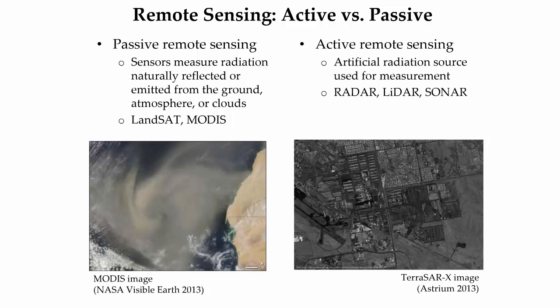Active remote sensing systems make measurements using an artificial radiation source. By using a non-solar radiation source, active remote sensing instruments are not restricted to daylight operation. Earth-orbiting synthetic aperture radar satellites such as TerraSAR use radio waves to measure the digital elevation of surfaces. LiDAR and sonar use light and sound waves respectively for three-dimensional measurement of surface features.